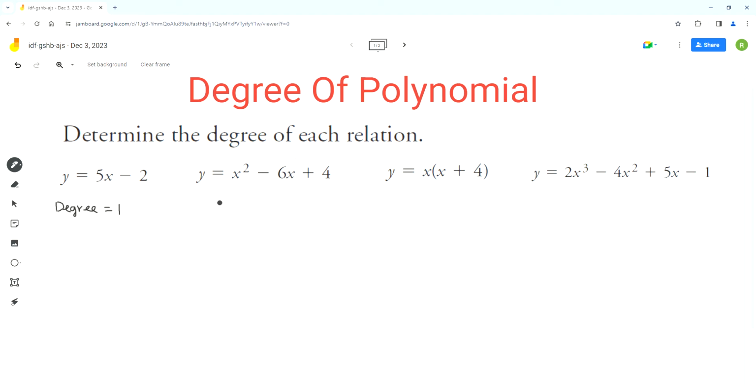So now let's analyze the second relation. Now in the second relation y, there are 3 terms, x squared, negative 6x, and 4. And in this relation, the highest power on the variable x is 2. On this x, the exponent is 1 or the invisible 1, so it's not the highest power or the exponent. So that's why the degree of this relation is 2.